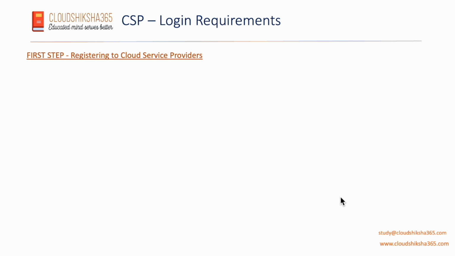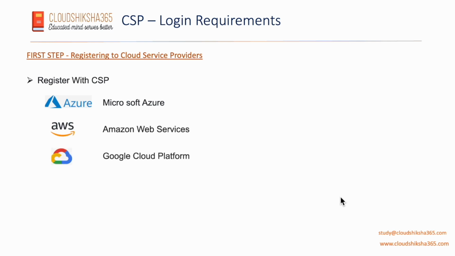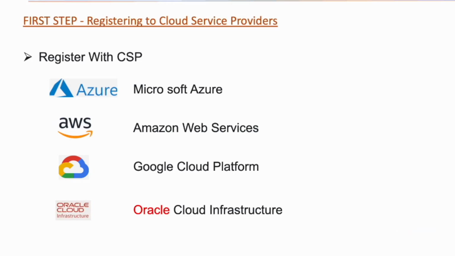The first step for starting your cloud journey is to register with the cloud service provider. To register, there is a list of cloud service providers that you have to decide upon, based on your requirements. The top names, in my opinion, are Microsoft Azure, Amazon Web Services, Google Cloud Platform, and Oracle Cloud Infrastructure. There are many others in the market, but these four are on top because they cover most of the required services for any infrastructure.